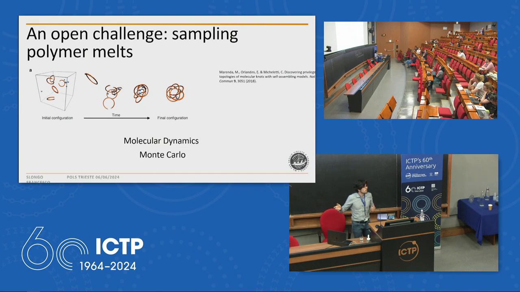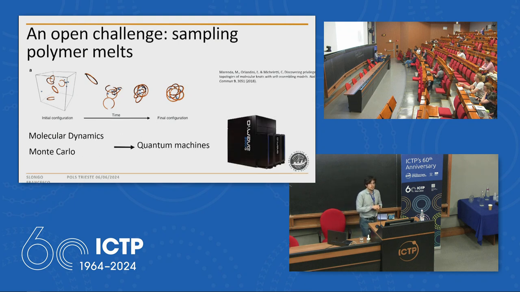People came up with many clever ideas to try to reduce this autocorrelation time, like some clever moves on a lattice. But we decided to approach the problem from a different point of view, that is, what if we use hardware that goes faster than what we usually do? So we tried to look into how we can study this system using quantum machines, because quantum computers promise to be faster than classical ones.